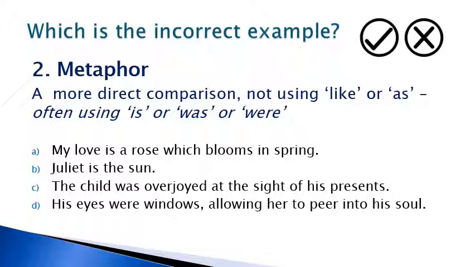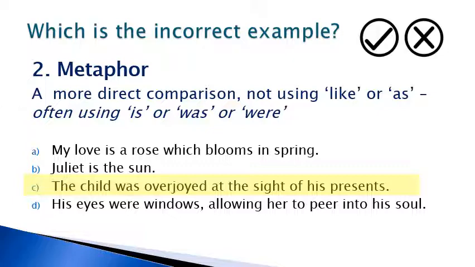And for a metaphor, we need to think about, is the comparison meant literally? When we say something is something else, is it literally that thing? Or is it being compared to that thing directly for a visual effect in terms of the imagery it creates? And the answer to this one is C. C is not a metaphor. It's saying the child was overjoyed, but overjoyed is an adjective to describe the child. It's not saying that he is something else.